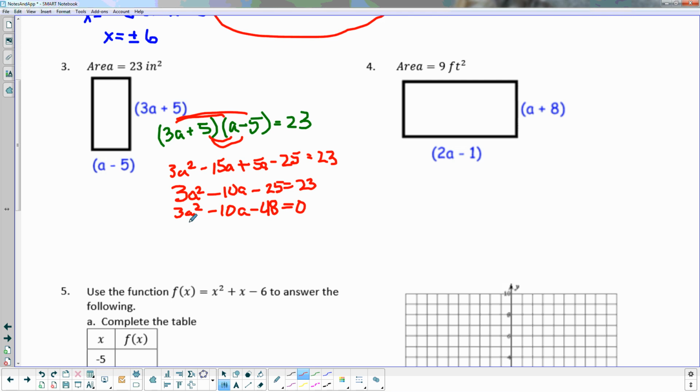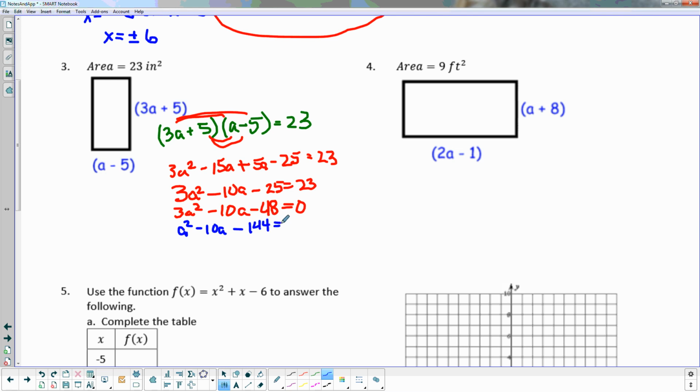Okay, there's no common factors that I can factor out of the 3, 10, and 48. So I'm going to use my bottoms up method, and we're going to say that we have a squared minus 10a, and this is where this is going to get a little bit tough. If I go 48 times 3, I get 144. So it's still a negative, and it's 144.